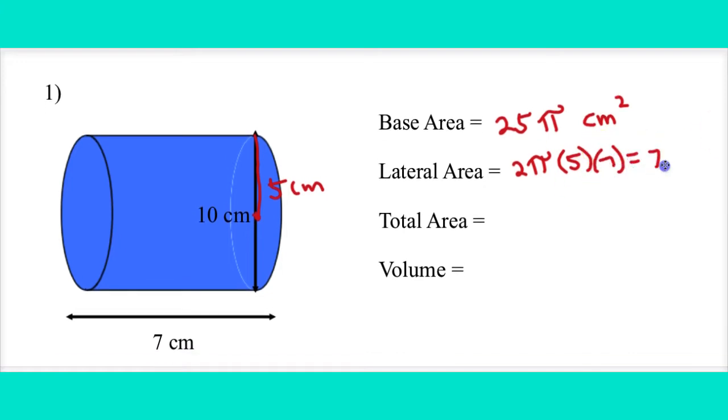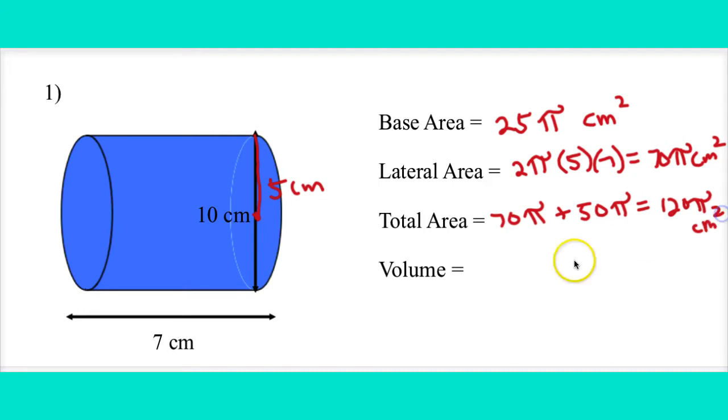So this would be 70 pi centimeters squared for the lateral area. Total area is our lateral area, so 70 pi plus 2 of the base area, so that'd be 50 pi, and that would be a total of 120 pi square centimeters. And last but not least, volume.